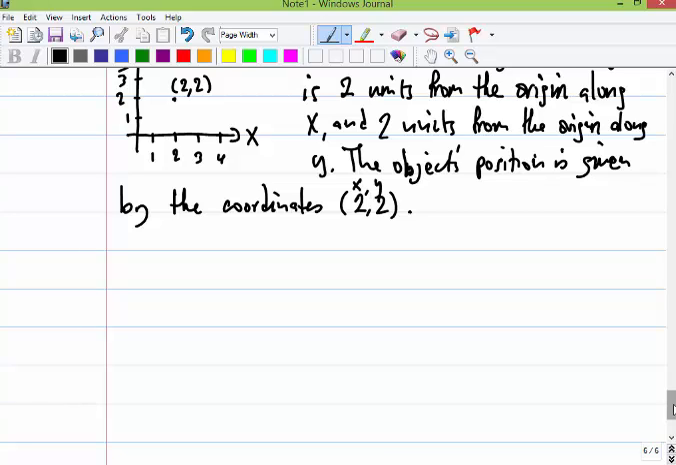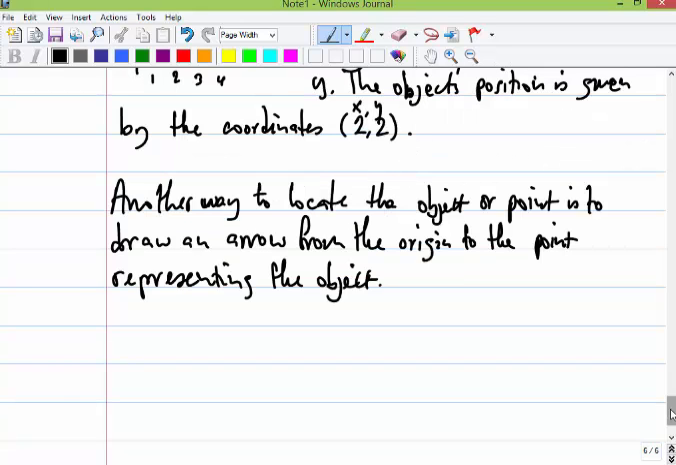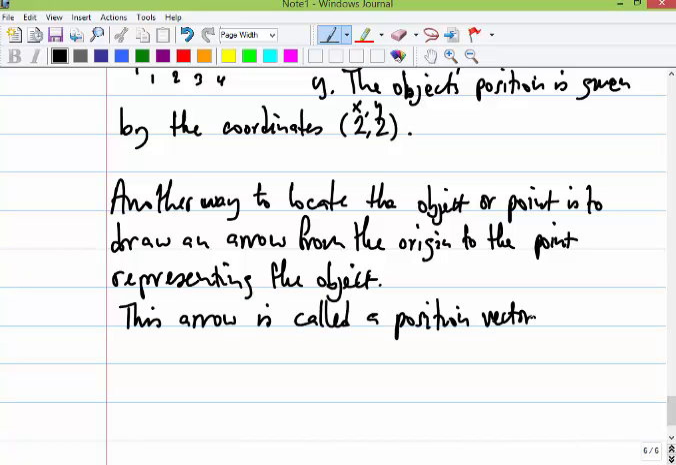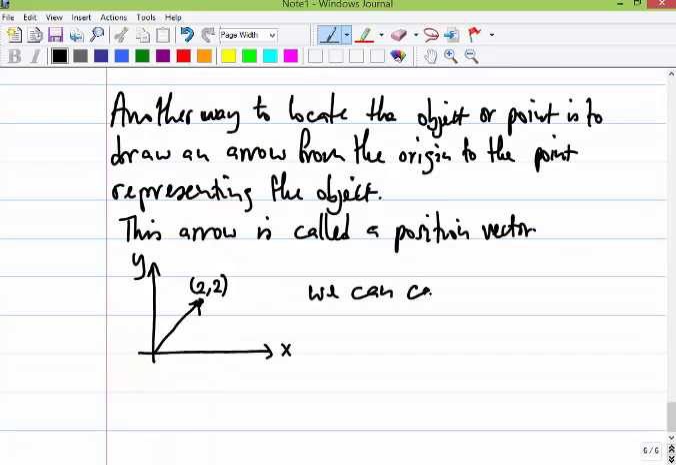Another way to locate the object is to draw an arrow from the origin to the point representing the object. This arrow is called a position vector. So we can represent that again on the Cartesian system. So the object is at this position, which we originally called position 2, 2. And this is the position vector for this object. We can label the position vector as vector r.